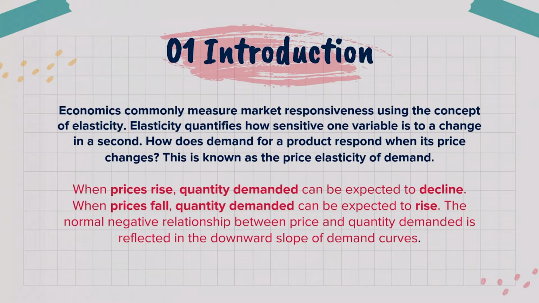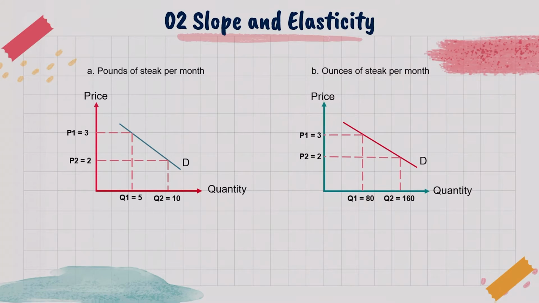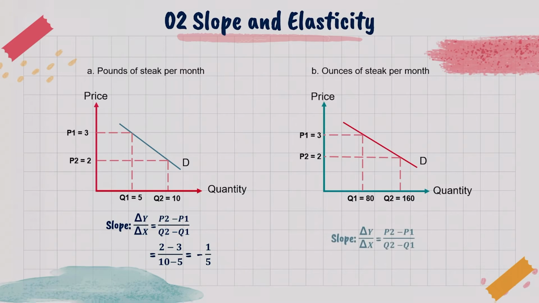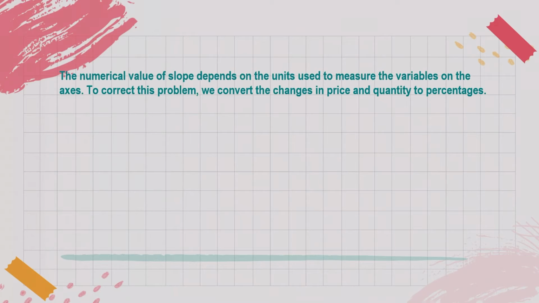The normal negative relationship between price and quantity demanded is reflected in the downward slope of demand curves. Here you can see two different graphs of quantity demanded: the graph on the left side is measured in pounds and the graph on the right side is measured in ounces. The curve on the left side has a slope of -1/5 and the curve on the right side has a slope of -1/80. The numerical value of slope depends on the units used to measure the variables on the axis. To correct this problem, we convert the change in price and quantity to percentages.